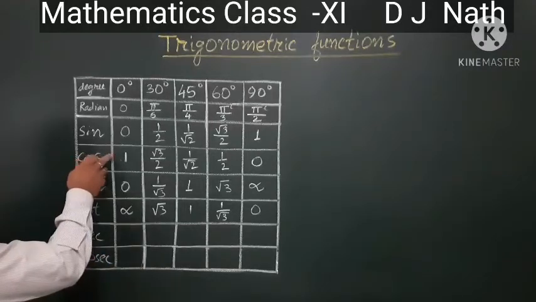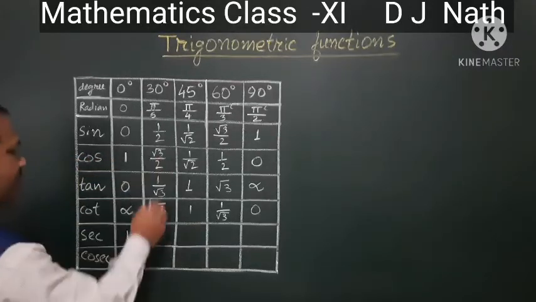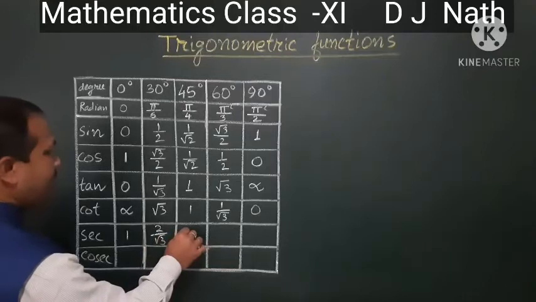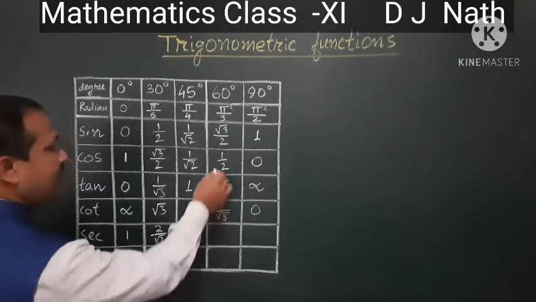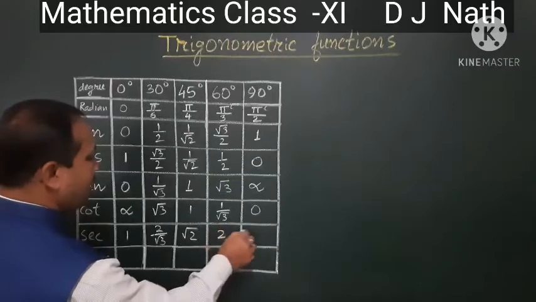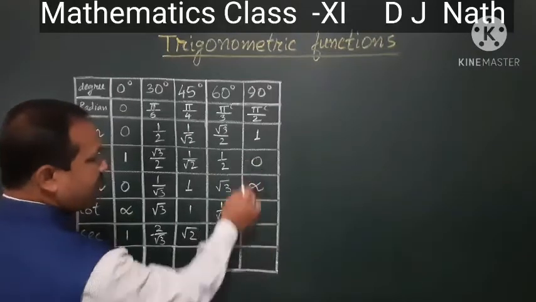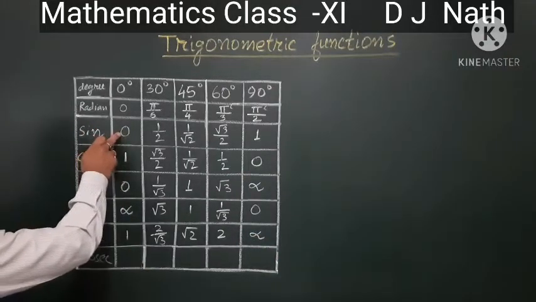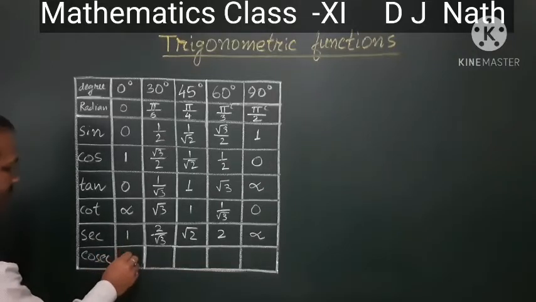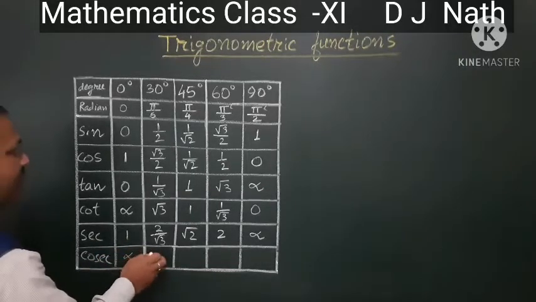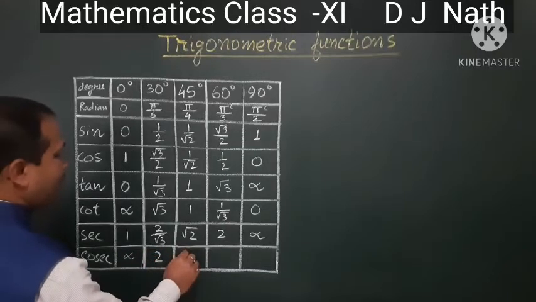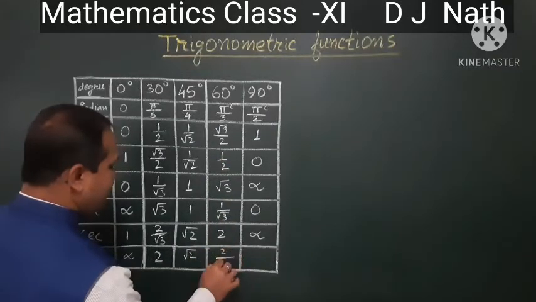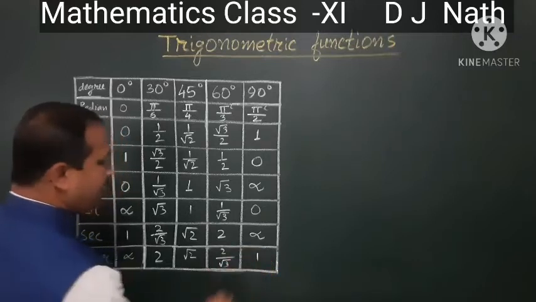Sec will be reverse of cos. So it is 1, then 2 by root 3, then root 2, this is 2, and this one is undefined. Reverse of 0 is undefined. Cosec is reverse of sine. So 0's reverse will be undefined. This will be 2, this is root 2, this one is 2 by root 3, and this one is 1.